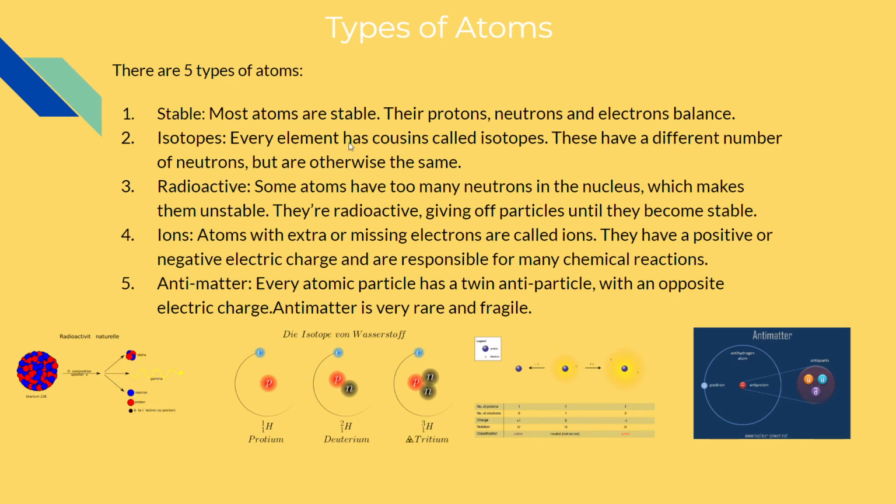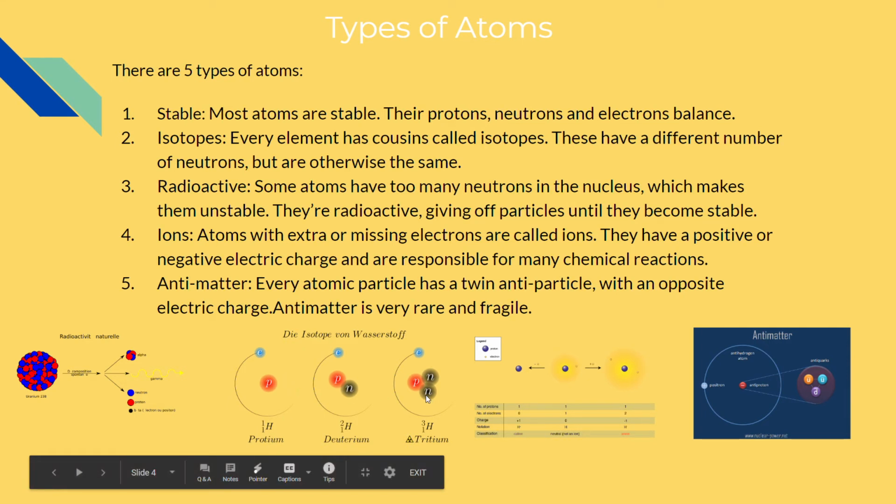Isotopes. Every element has cousins called isotopes. These have a different number of neutrons but are otherwise the same. So as you can see here, these are isotopes of hydrogen. In the first isotope, there is only a proton and an electron, so there are no neutrons. Okay, in the second isotope there is one proton and one neutron and an electron.